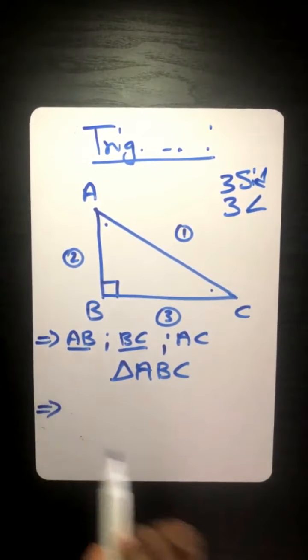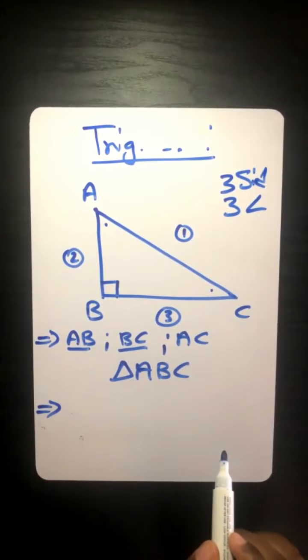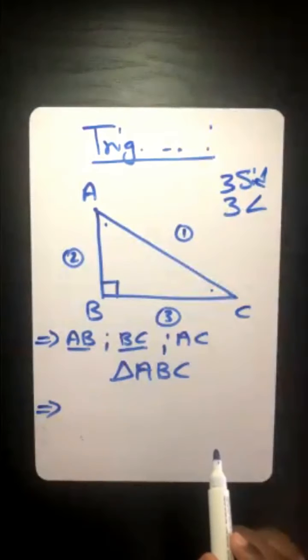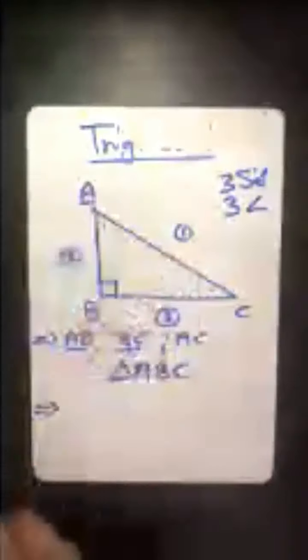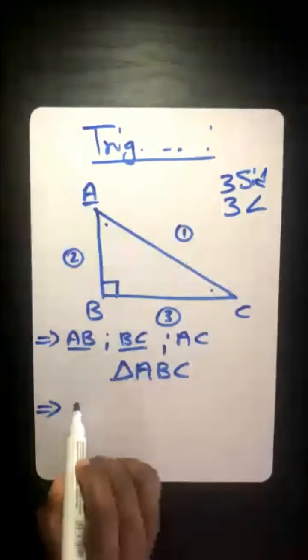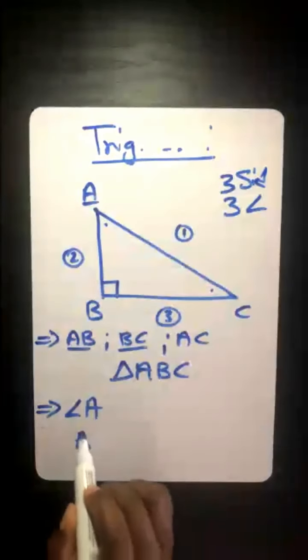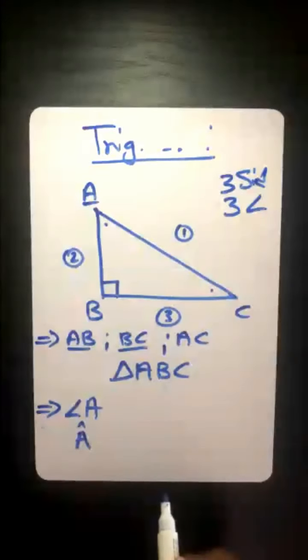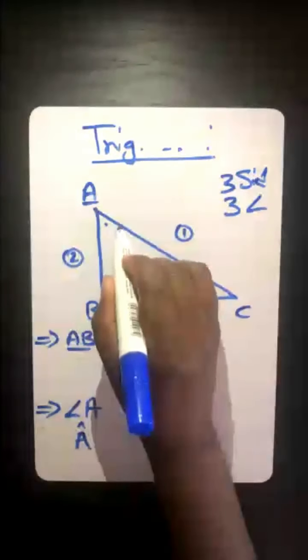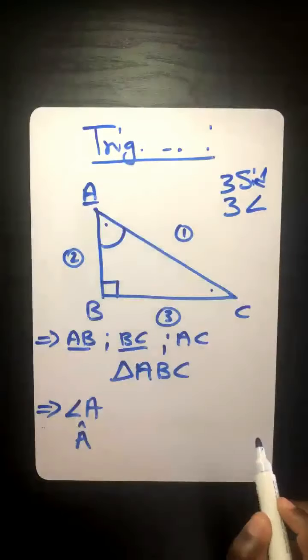So now let's talk about the angles. How do we represent an angle? If we want to talk about angle A, they can say angle A, then you know they are talking about angle A. Otherwise, they can just say A and that small cap over there. That means this is the angle that they are talking about.